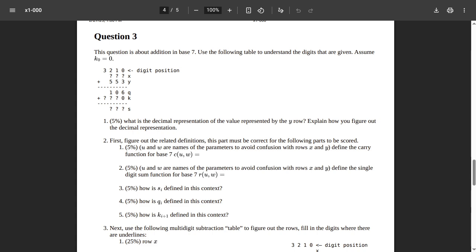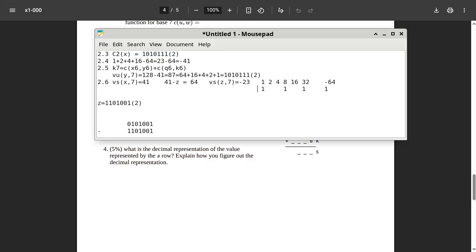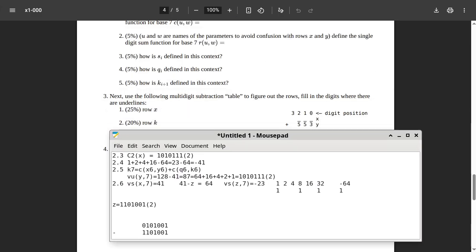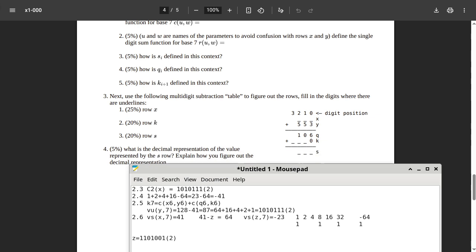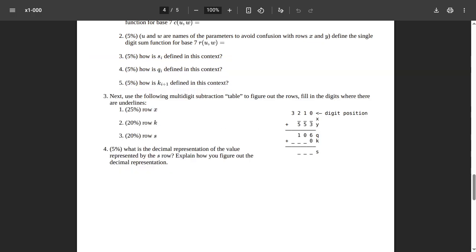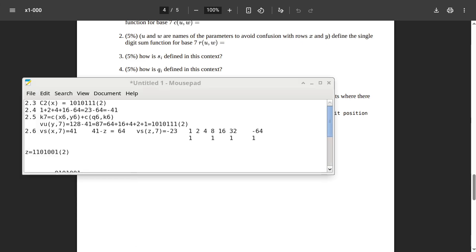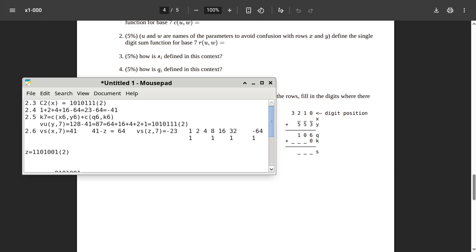Now, with number three, use the following multi-digit subtraction table to figure out the blanks. Basically I just give you the empty spaces so you can fill them in. Okay, let's go ahead and do this, and we'll use my trusty notepad here and see if we can fit everything. Because the other one is maximized, it always wants to take over the entire screen. There we go. All right.